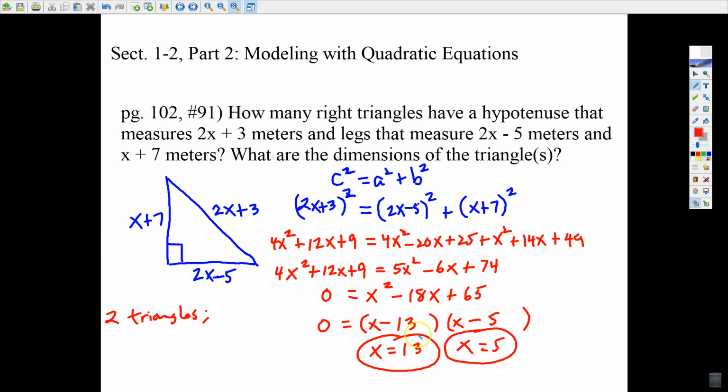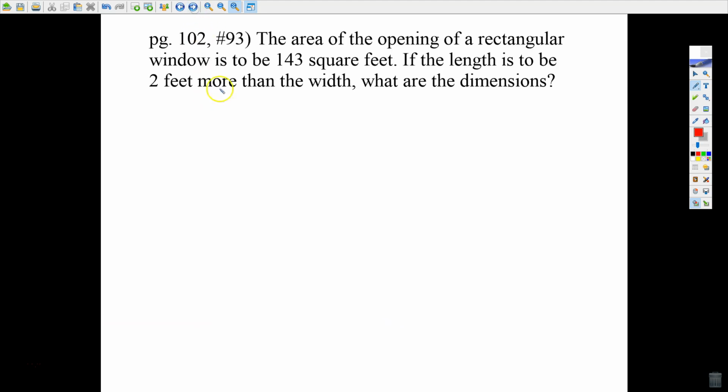So let's just get an idea. One of the triangles will have a hypotenuse of 2 times 13, which is 26, plus 3 is 29. And the other leg, I'll just say leg 1, will be 2 times 13, which is 26, minus 5, which is 21. And then leg 2 will be 13 plus 7, which is 20. And then to find the dimensions of the other triangle, you just go through and replace x with 5, and you do the same thing. Okay, so that's pretty much the conclusion to problem number 91.